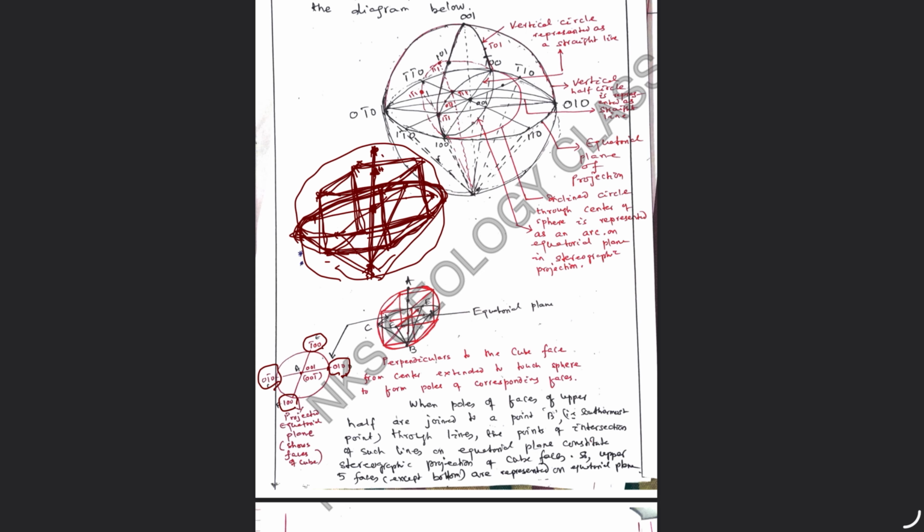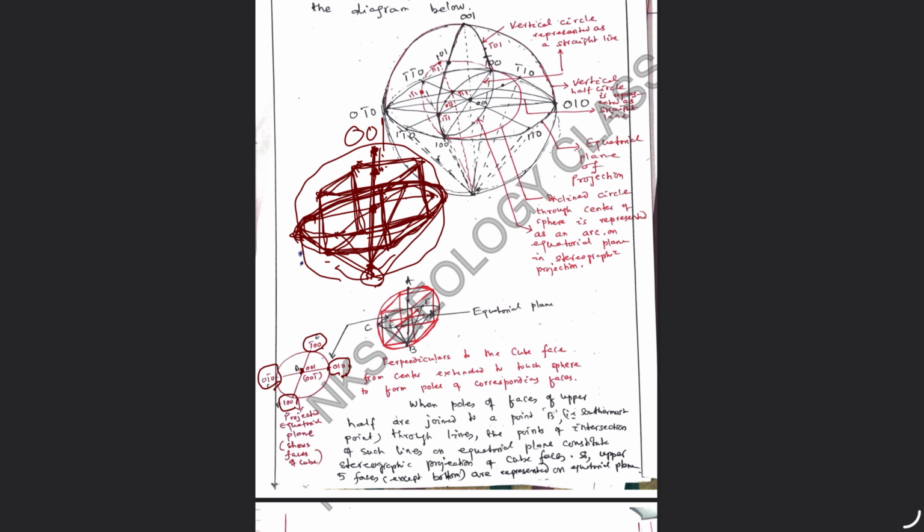So the center point will be the projection of the 001 phase. So this is representing the 001 phase. So the 001 phase will be at the center. So this pole cannot be represented. So all the poles which occur in the peripheral zone and that on the upper part of this upper hemisphere, they are transferred to this equatorial plane.